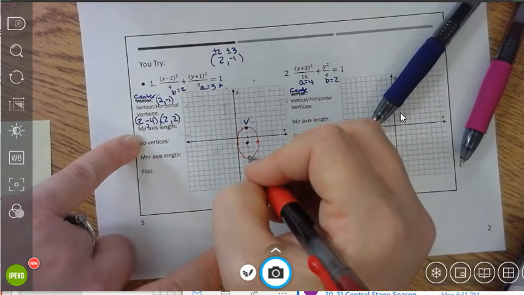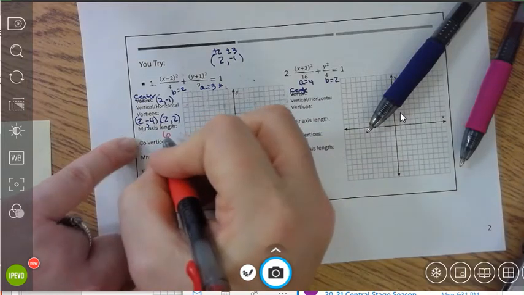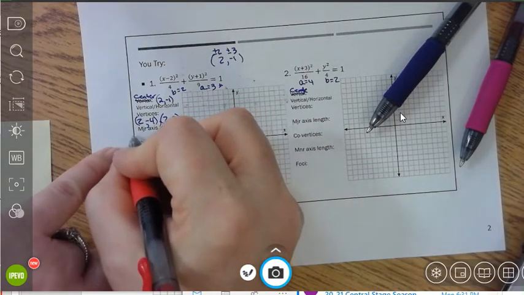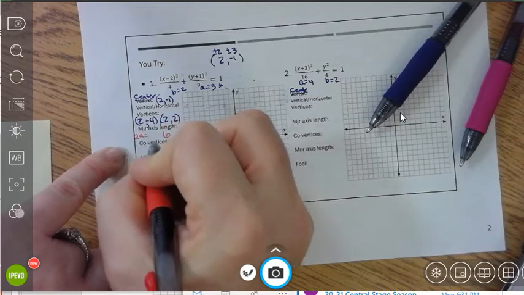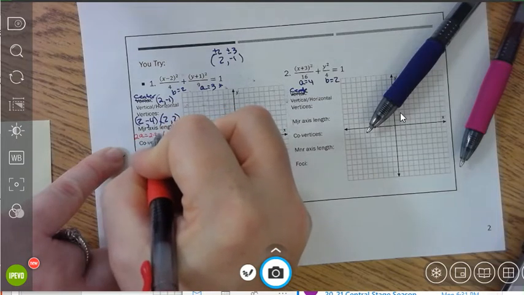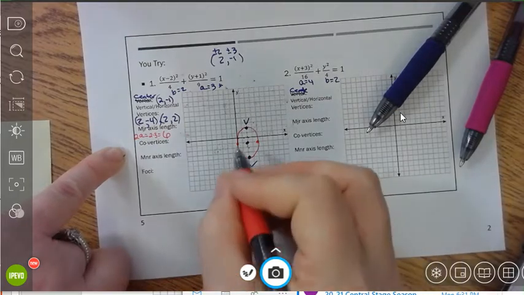All right, so the major axis length, let's talk about that. It was 3 on the top, 3 on the bottom, so a total of 6. Or it doubles the A, 2A, which is equal to 2 times 3, which is equal to 6.